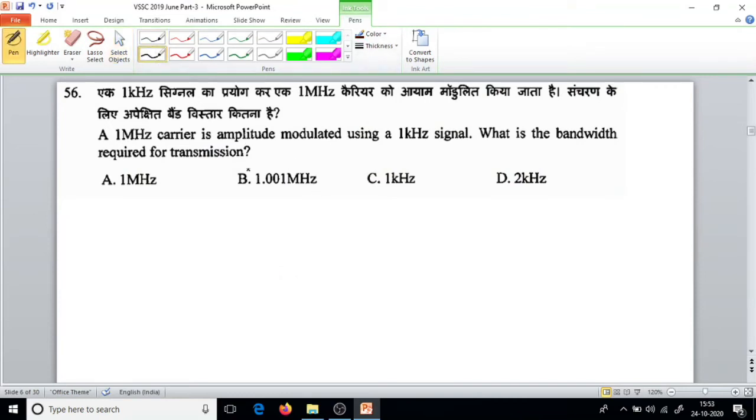Question number 56. A 1 MHz carrier is amplitude modulated using a 1 kHz signal. What is the bandwidth required for transmission? So it is an AM modulation. In AM modulation, we will have sidebands. If you look at the AM modulation, this is our carrier, then there will be two sidebands.